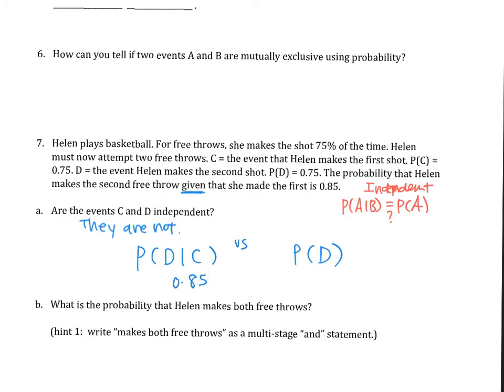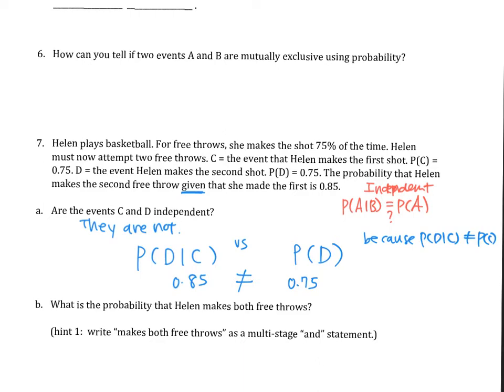I'm looking at the last sentence. Basically, this is what the last sentence says. Probability of D is normally 75%, so they are not equal to each other. Because P of D given C is not equal to P of D, the probability changed. That's why they're not independent events. Okay, so I have that.